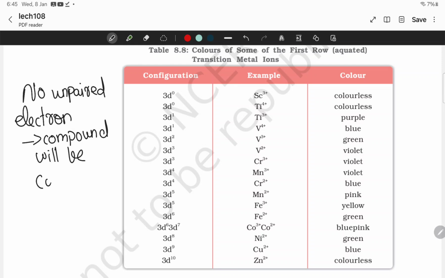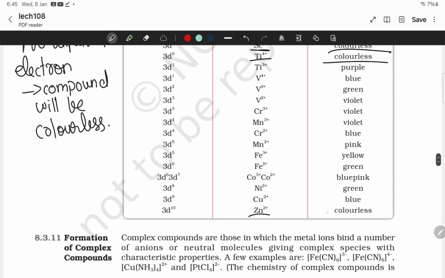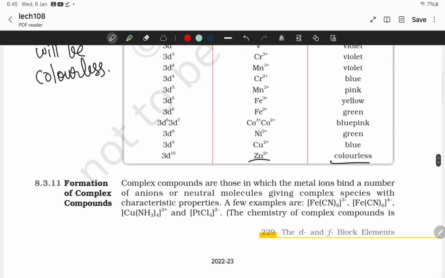This is the only thing you have to know. The other colors they will not ask, but colorless they can ask. Look, scandium 3+ colorless, titanium 4+ colorless, zinc 2+ colorless. So yes, that's the thing.